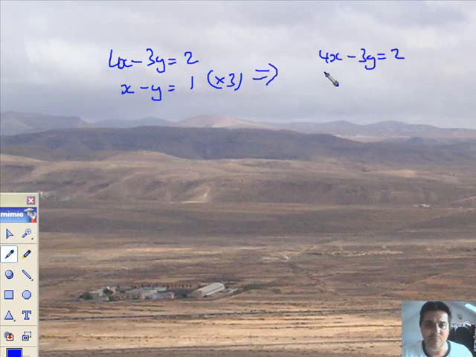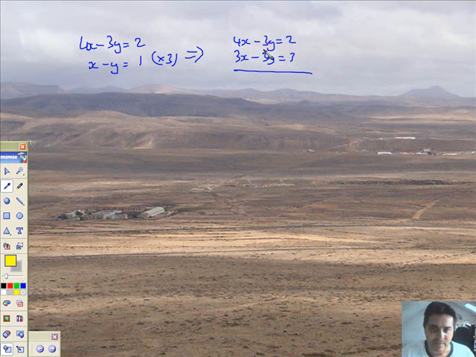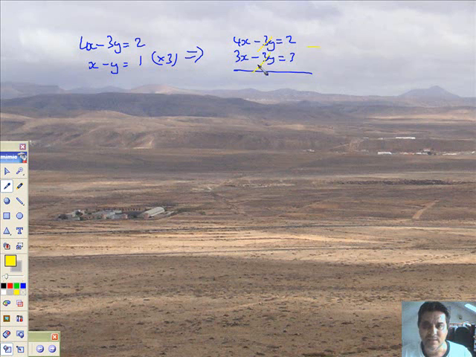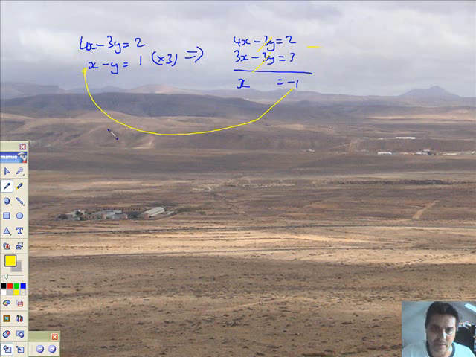Multiplying the bottom by 3, we have 3x minus 3y equals 3. Now we can eliminate the minus 3y with the minus 3y again, not by addition but by subtraction, just like in the previous question. Minus 3y minus minus 3y becomes minus 3y plus 3y, because the minus minus clash there. So they get eliminated by subtraction. Right, 4x take away 3x, x. 2 take away 3, minus 1.